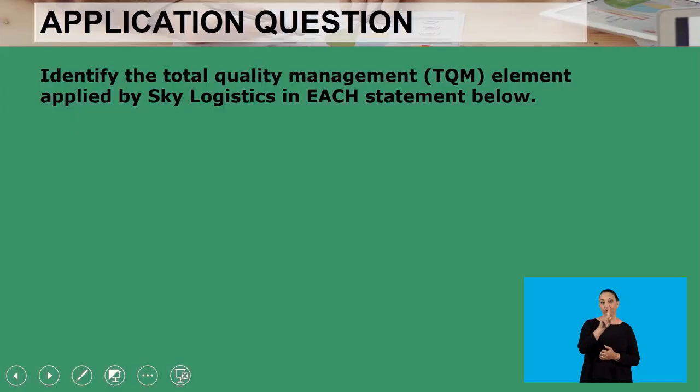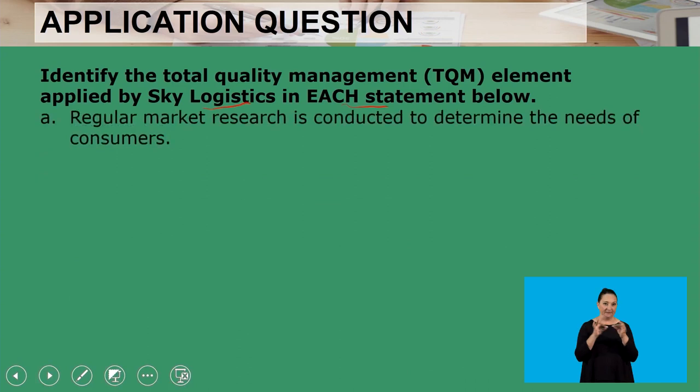We'll be looking into a topic we call quality of performance, and the focus will be your total quality management under that. And then we will be looking into the application questions on total quality management. So the first question or assessment we have is on identifying the statements. Now, identify the total quality management elements applied by Sky Logistics in each statement below.